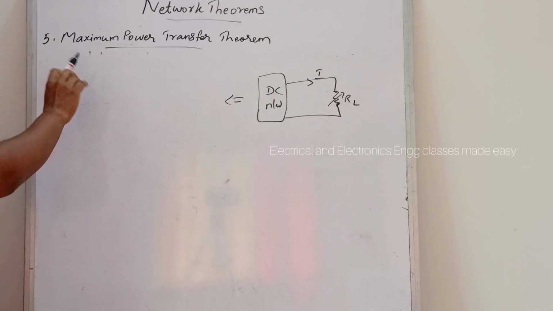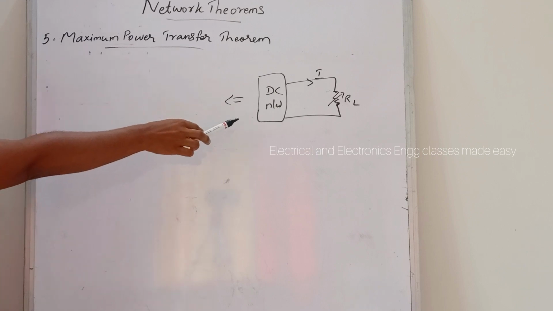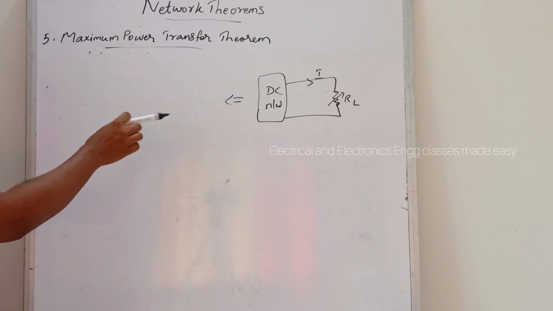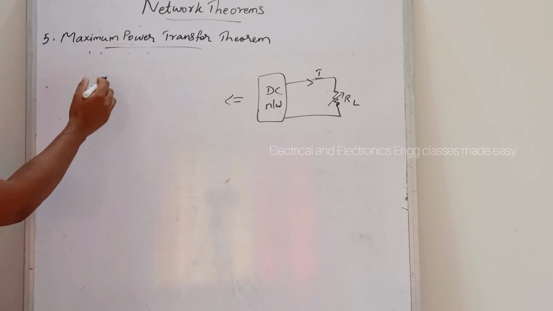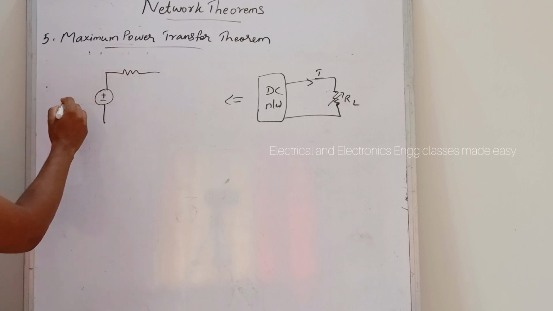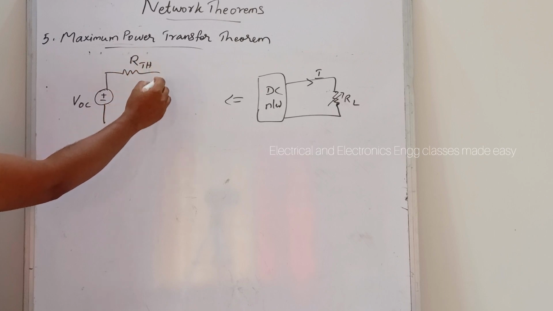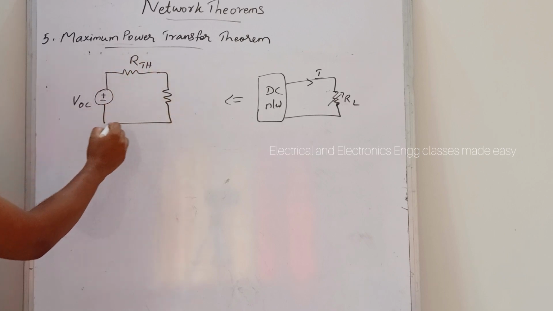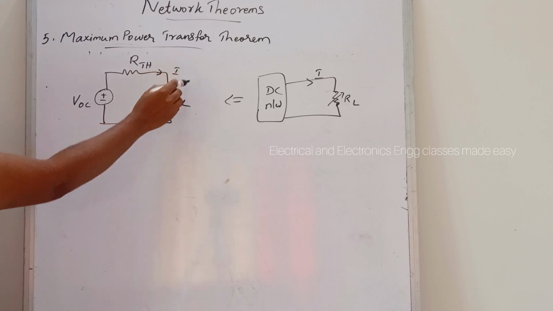Let us discuss more about this theorem. Consider a DC network with a variable resistance RL connected to it. Then, after applying Thevenin's theorem, we can draw it like this: this is VOC, then RTH, then RL, and this is the current I.